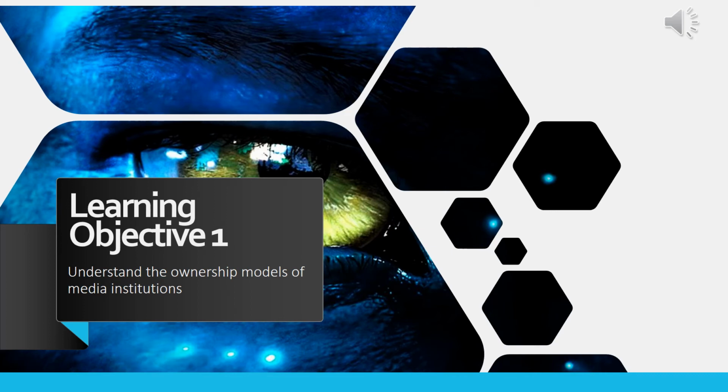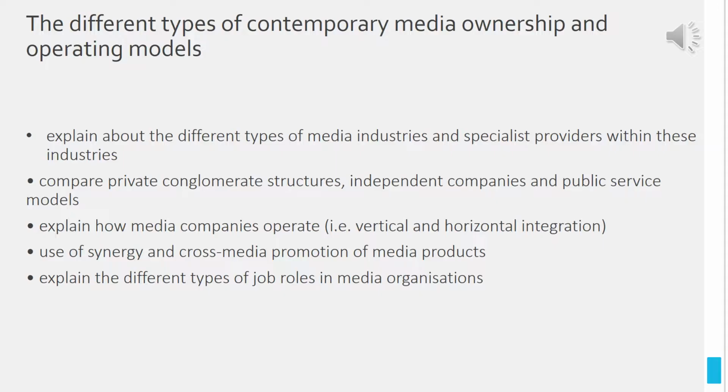In this video, we're going to look at learning objective 1. So we need to understand the different ownership models of media institutions. So we're going to start looking at all the different types with a load of examples. By the end of this video, you should be able to explain the different types of media industries that are out there and give some examples of them.